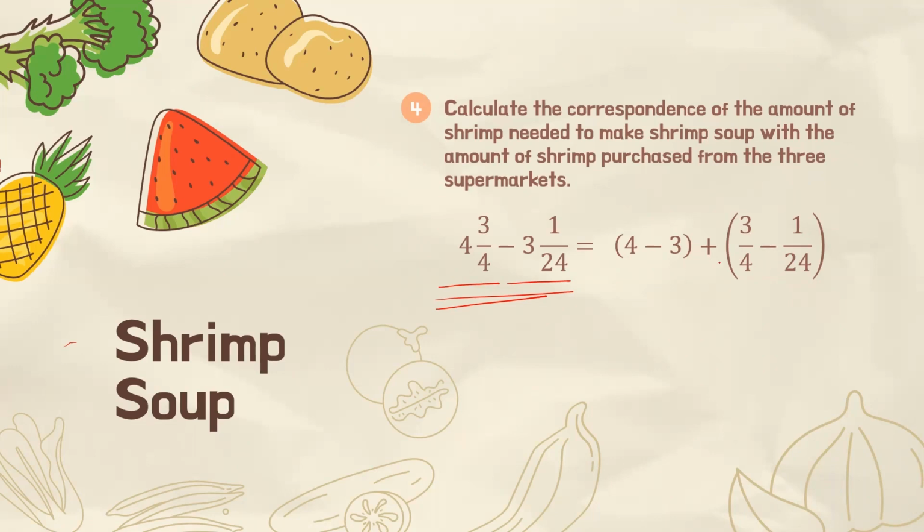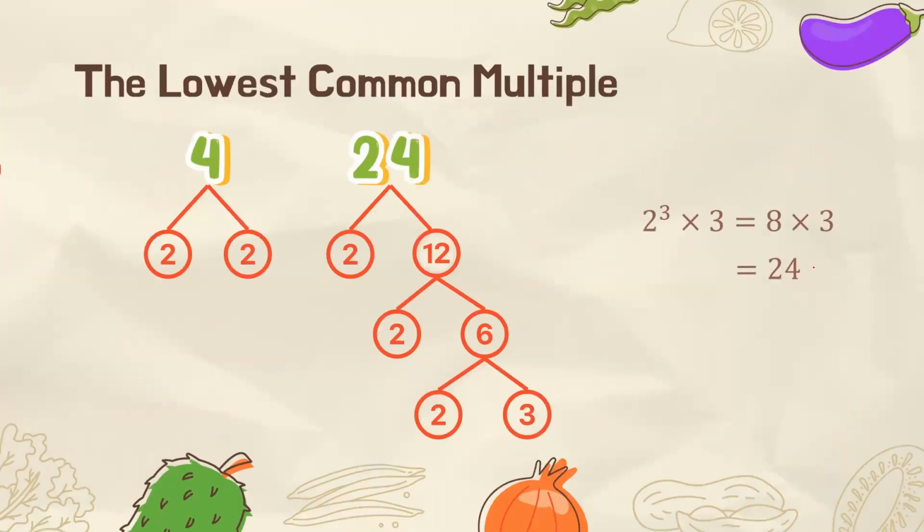As before, to add fractions with different denominators, we must determine the lowest common multiple of the 2 fractions, where we can determine the lowest common multiple of 4 and 24 by using a factor tree, where 4 has a factor of 2 times 2, and 24 has a factor of 2 times 12, which is then factored again into 2 times 6, then factored again into 2 times 3. To determine the lowest common multiple, we will multiply the number 2 with the highest power, which is 2 to the power of 3, by 3. 2 to the power of 3 times 3 equals 24. So, the lowest common multiple of 4 and 24 is 24.